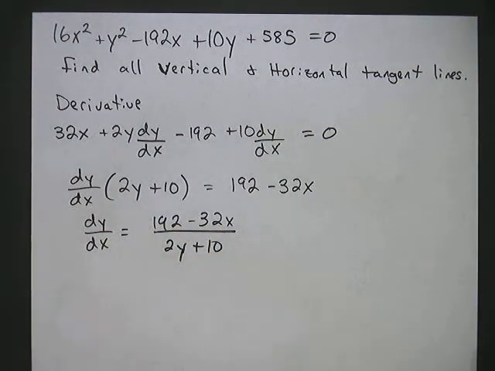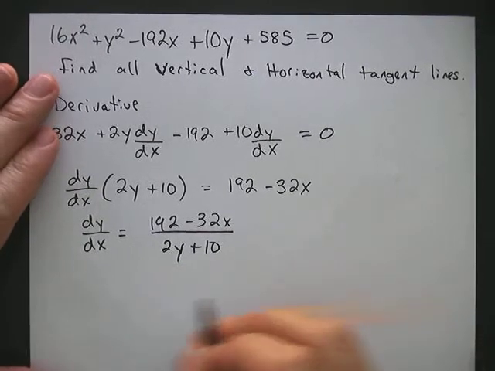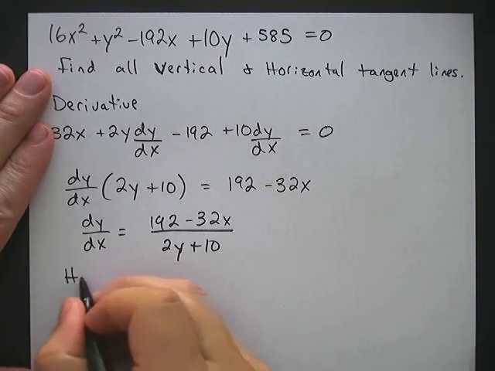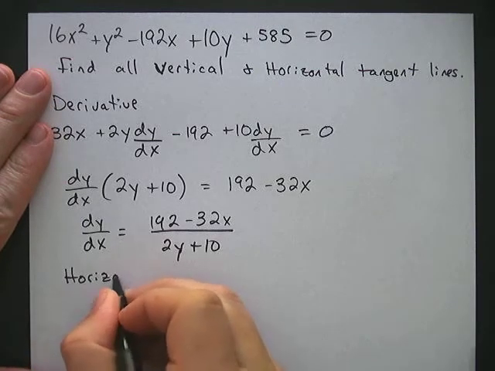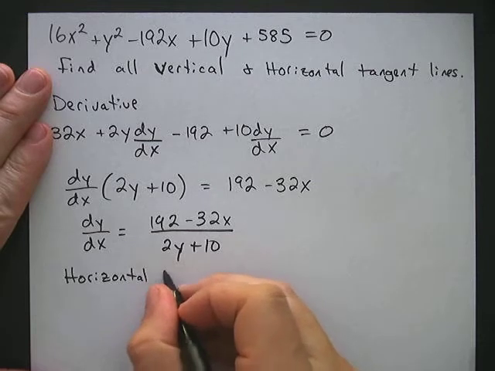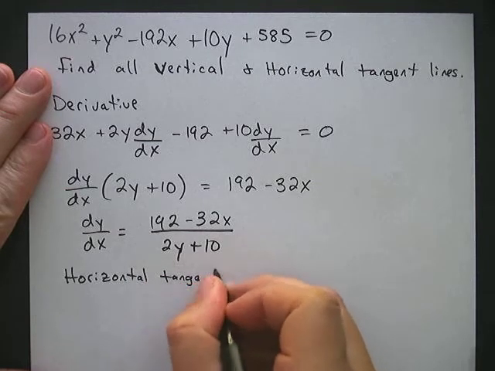Now, the problem asks us to find vertical and horizontal tangent lines. A tangent line is horizontal when the derivative is equal to 0, and a tangent line is vertical when the derivative is undefined. So the first thing I want to do is find the horizontal tangent line, or lines.